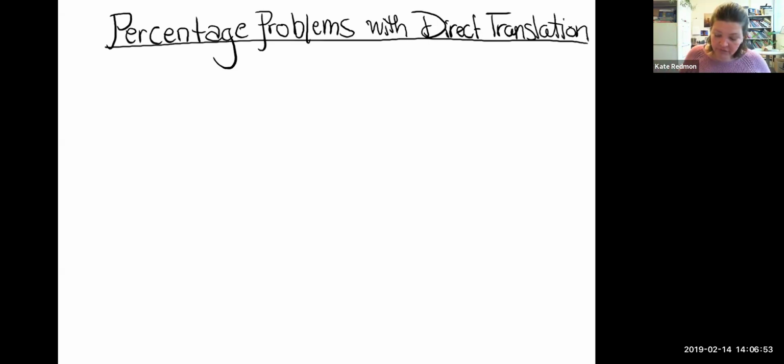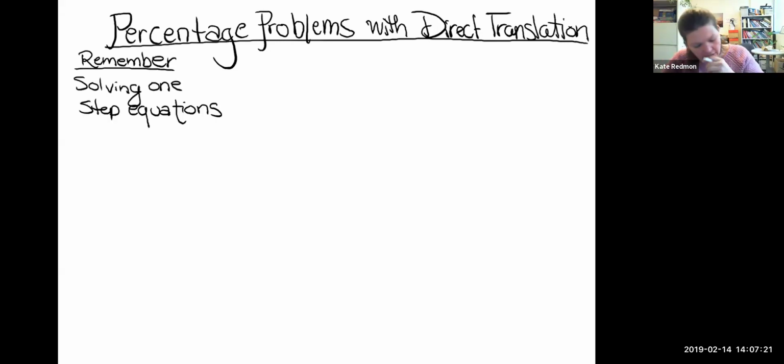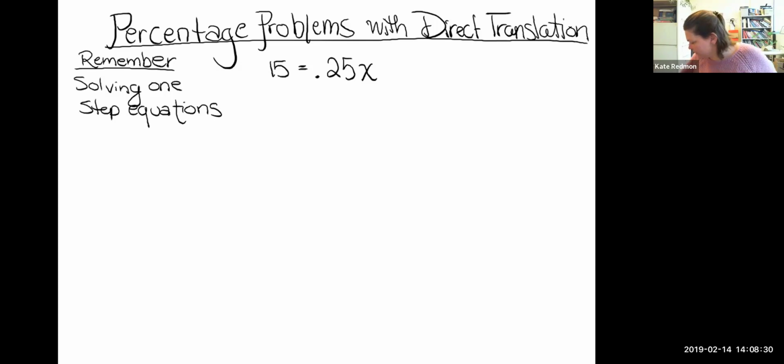Let's first just make sure that we know how to solve some pretty simple one-step equations. Okay, let's give it a try. This is really the base skill you need in order to deal with percentages this way. First thing I want to show you is if we have a problem that looks something like this. So, Serenity, do you remember how to solve an equation of this nature? Maybe not. I want to get x alone.